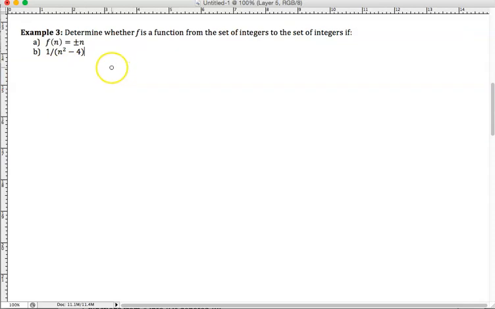All right, so let's look at another example. We want to determine if f is a function. We're going from the set of integers to the set of integers, where f of n equals plus or minus n. So we see that the first condition is fulfilled. Basically, we are using all the integers and we can get an output, so that one's fine. But the second condition is not fulfilled, so this one doesn't work out.